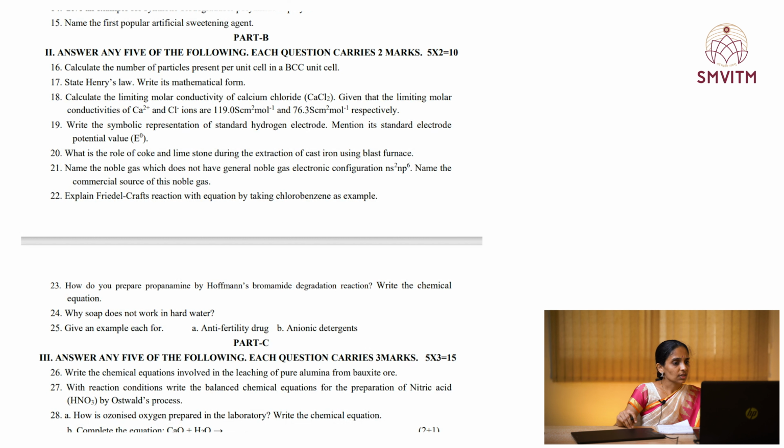There is one more question, the 25th question, from the same chapter. Give an example each for an anti-fertility drug. It is norethindrone, or you can also write novestrol, but with the correct spellings. And for anionic detergents, you can write sodium lauryl sulfate or sodium dodecylbenzene sulfonate. Okay, so that was about the 2 mark questions.